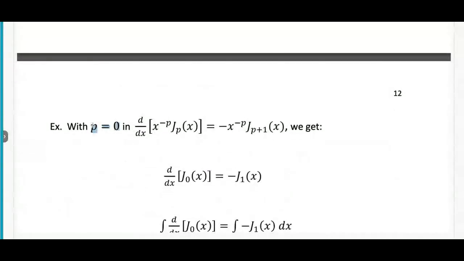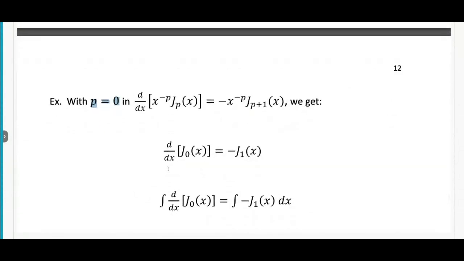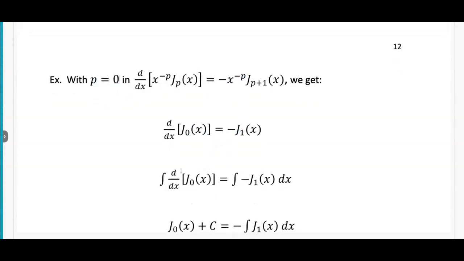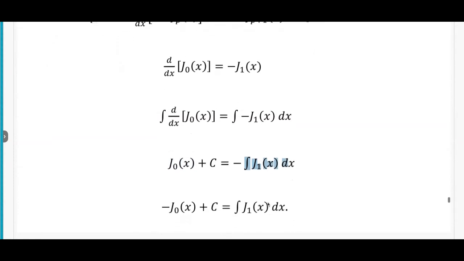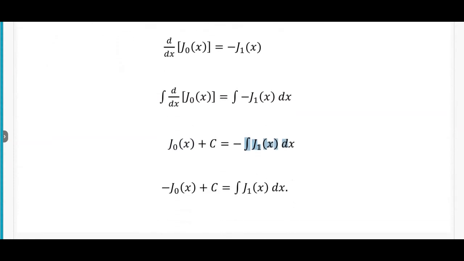Let's see this, if p equals 0, what do we get? We get x raised to 0, which is just 1. So this becomes a negative 1. So we just have this, right? Integrating, we have the 0 order equals this negative term, plus or minus some constant.